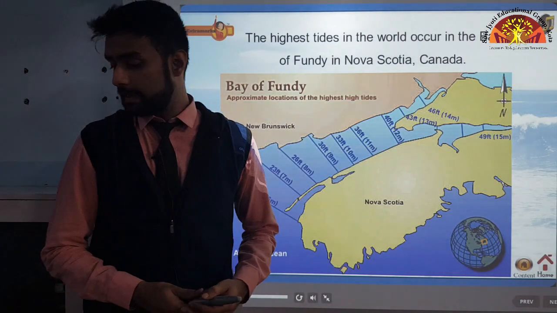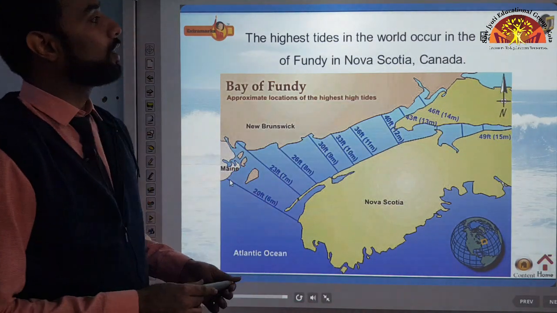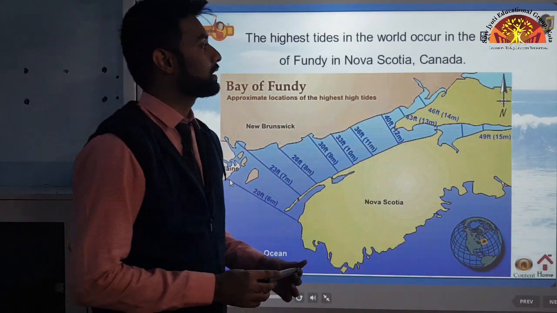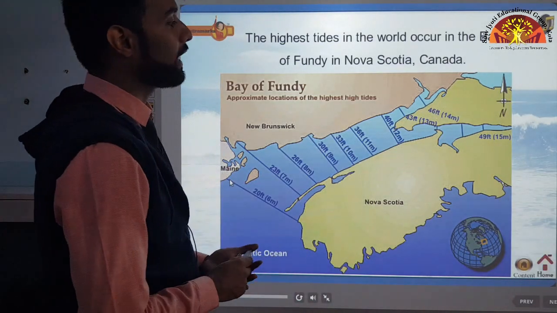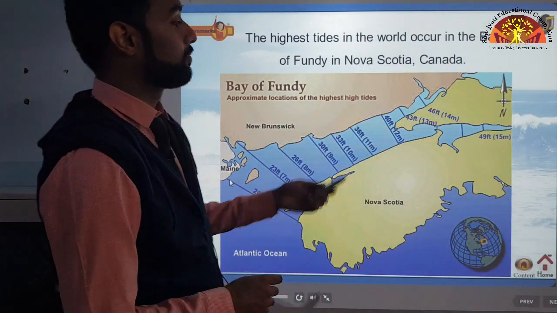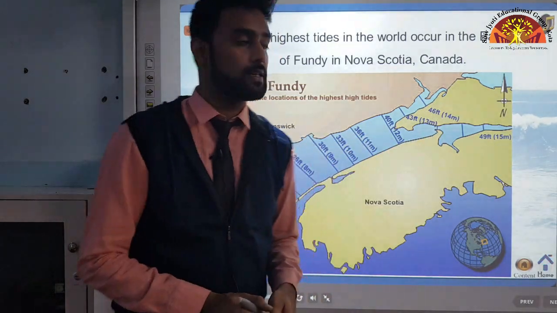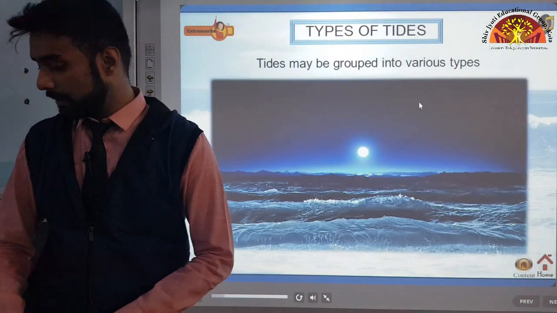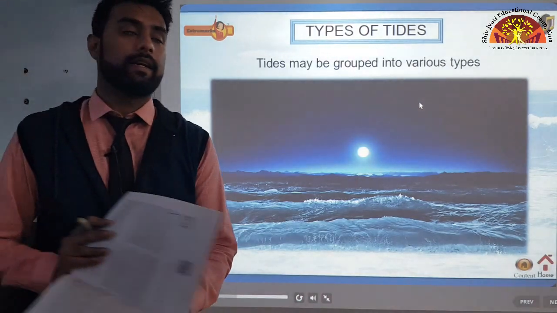Now it is given in your book as well. The highest tides in the world occur in the Bay of Fundy in Nova Scotia, Canada. The highest tide you will see, the water rises up to the level of 14 to 15 meters, which is very high. Now students, come to our next topic, which is the types of tide.